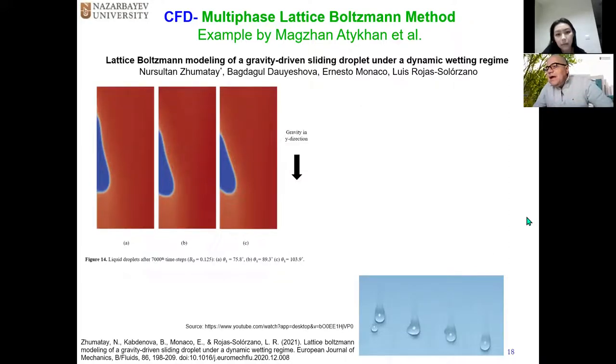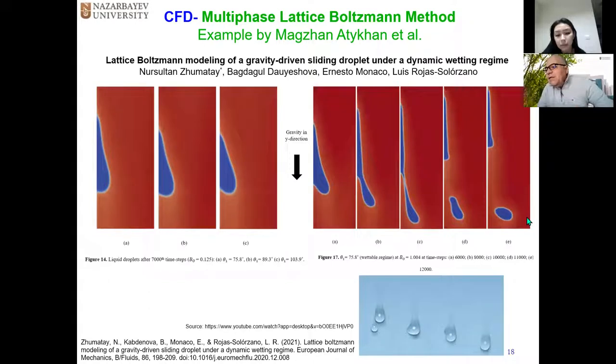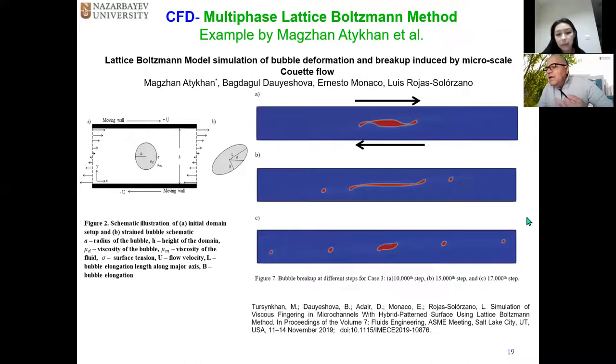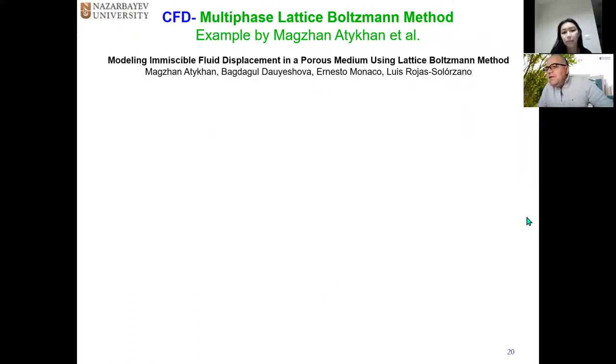Nur Sultan Chumatai's master thesis was about simulating a sliding droplet. All this was building knowledge to learn more about Lattice Boltzmann before we introduced Baghdad-Gul's hypothesis to test if her hypothesis was right. Then he correctly simulated the effect of that. Then Mark Jan Atikan's master thesis was the continuation of the analysis of breakup of CO2 inside a channel of water, trying to understand the phenomenon better.